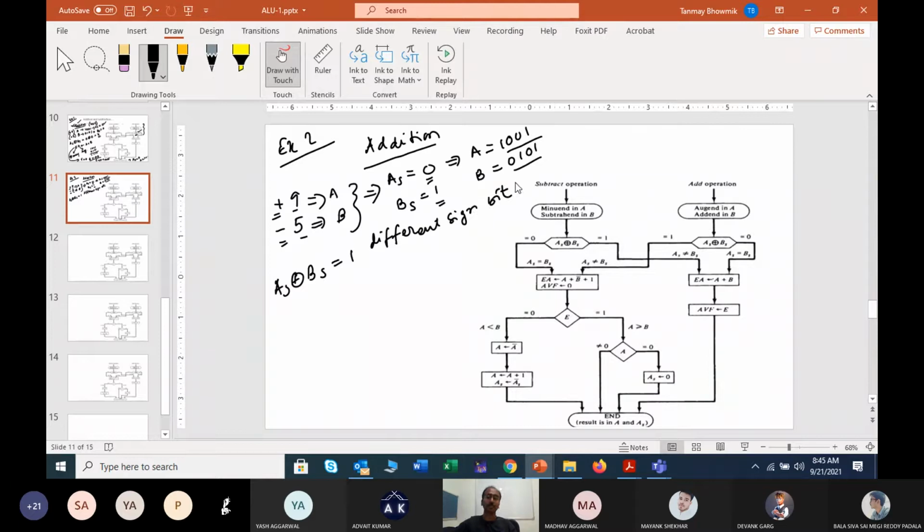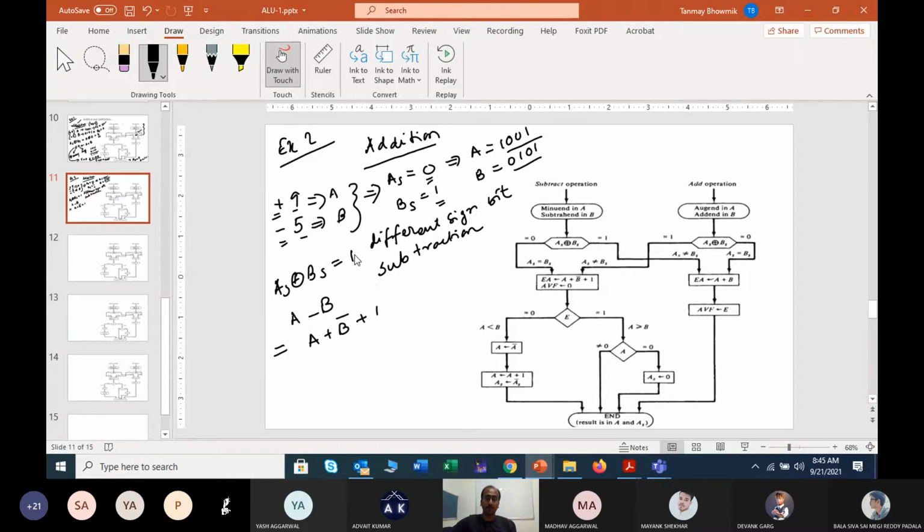Different sign bit. So different sign bit will give you a result of which operation? It is the subtraction, right? So subtraction means you will perform now A minus B, and A minus B means you will perform A plus complement of B plus 1.